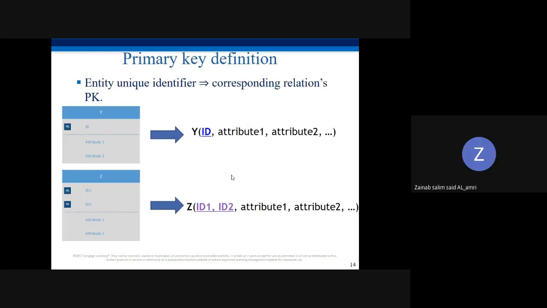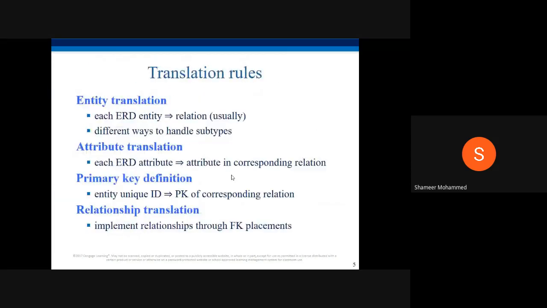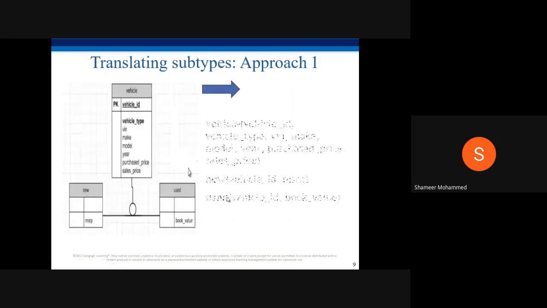Next, primary keys. Now we have seen entity and attributes. Two translations are finished: entity translation is finished, attribute translation is finished. Now we are talking about primary key. You have a unique ID, and that will be equal to a primary key in the relation. So that is what we are going to do now.